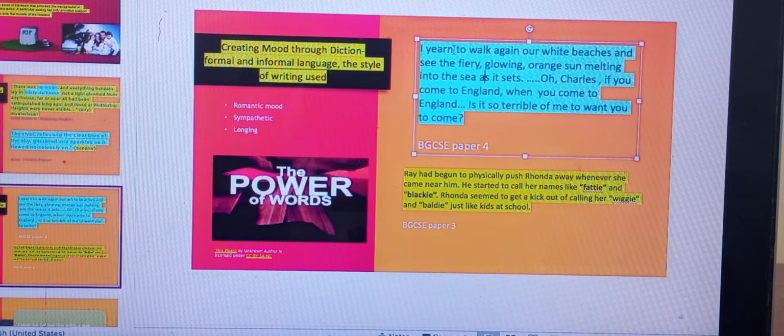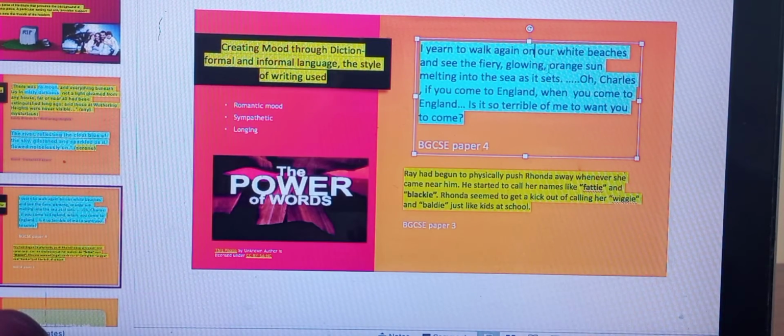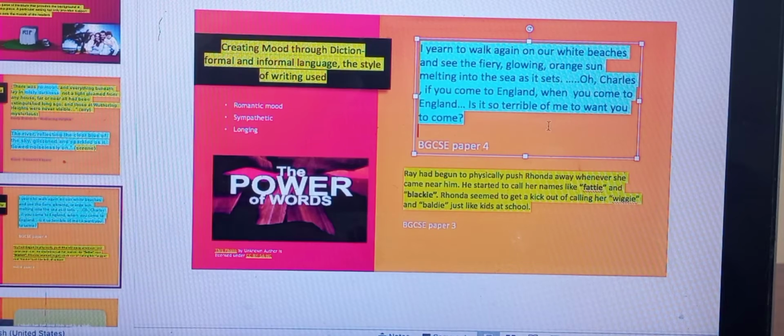I yearn to walk again, to walk again on our white beaches and see the fiery glowing orange sun melting into the sea as it sets. Oh, Charles, when you come to England, it is so terrible of me. Is it so terrible of me to want you to come?